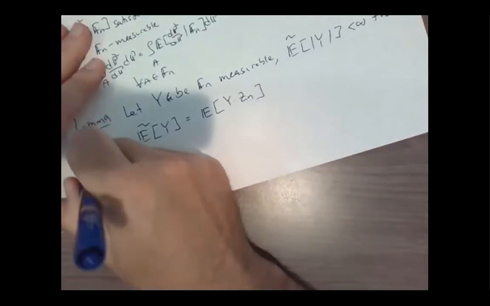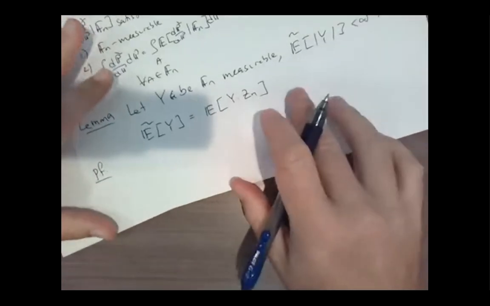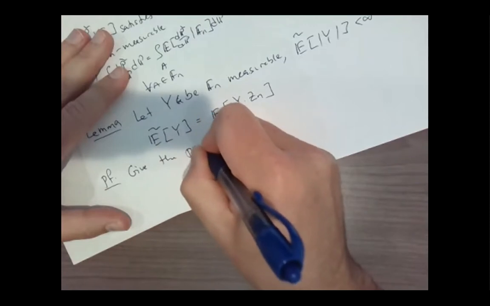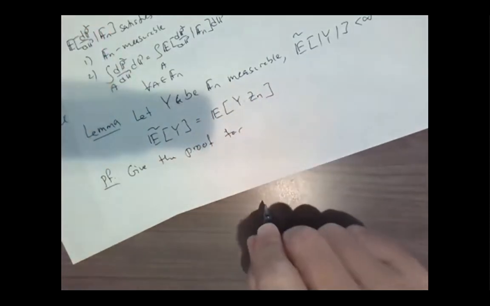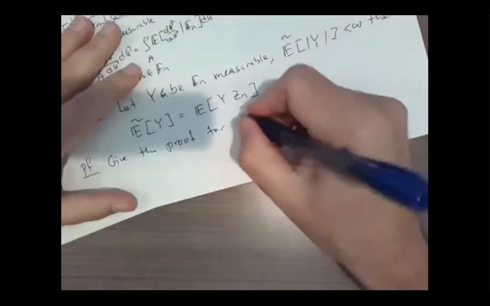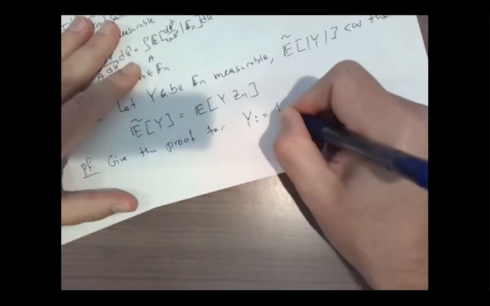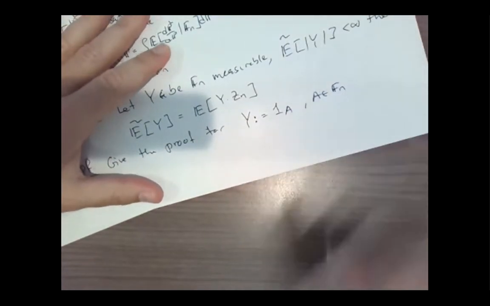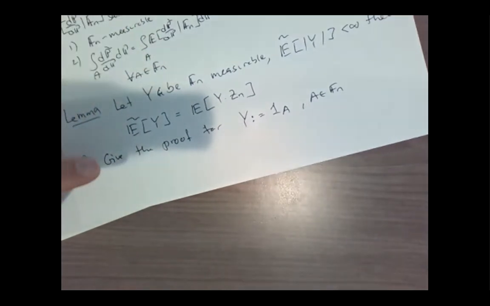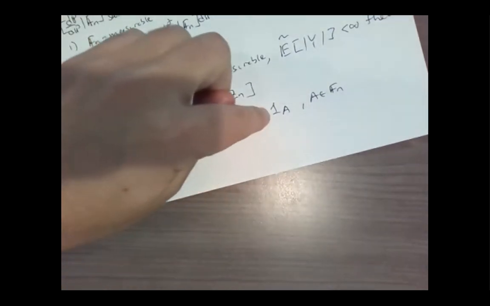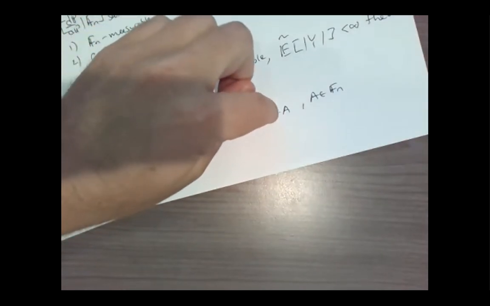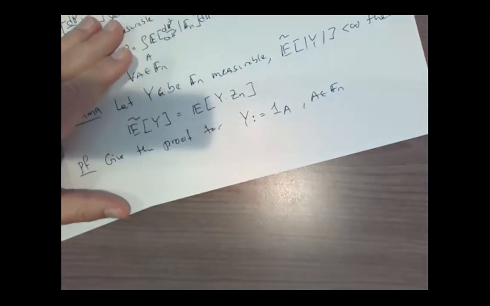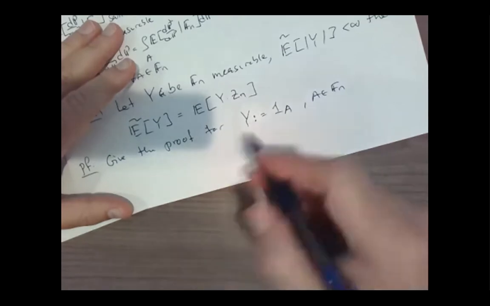So the way that it works is as before. We give the proof for elementary random variables. So let's do it for Y just being an indicator for a set A in Fn. We give the proof for these, and then to get the general proof, you have to multiply by constants, add them up, take limits, and so on. We'll just do it here for the case of indicators.